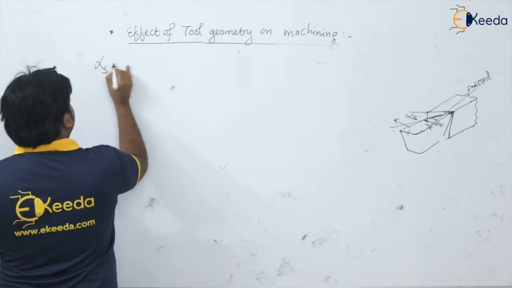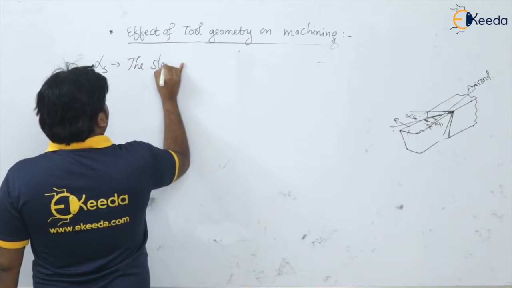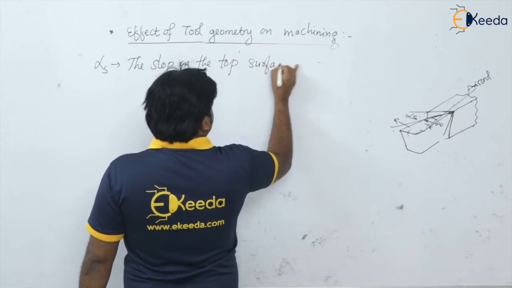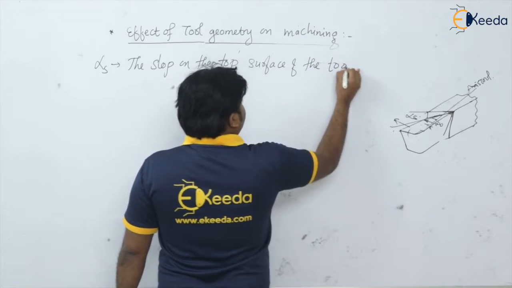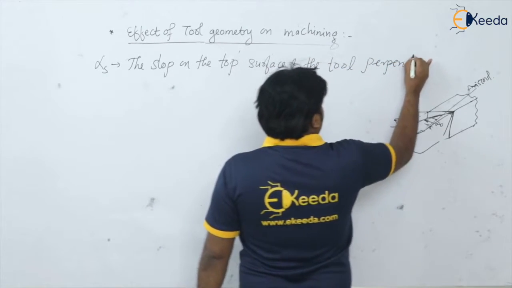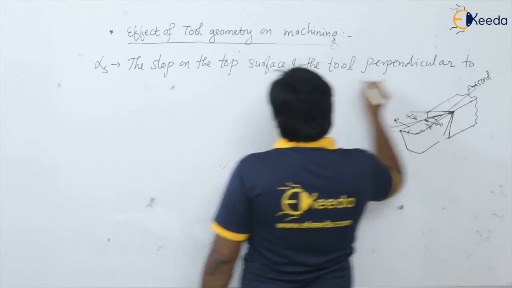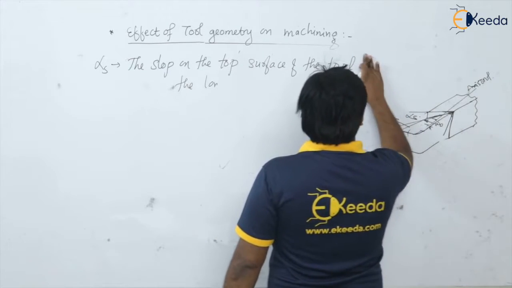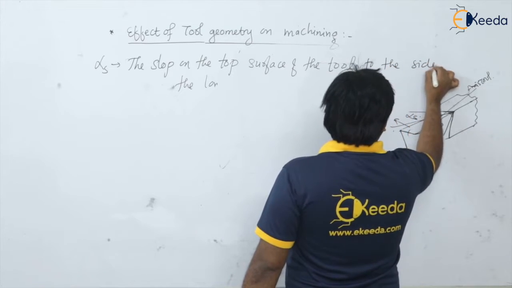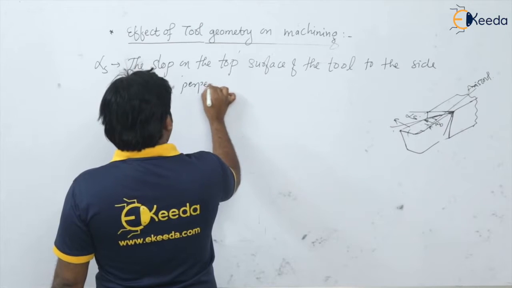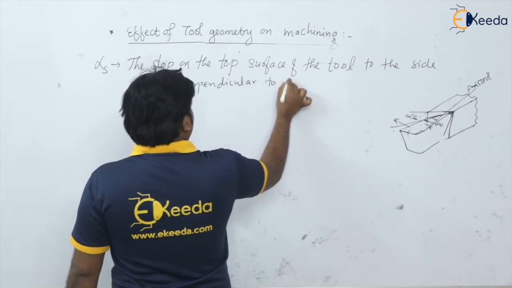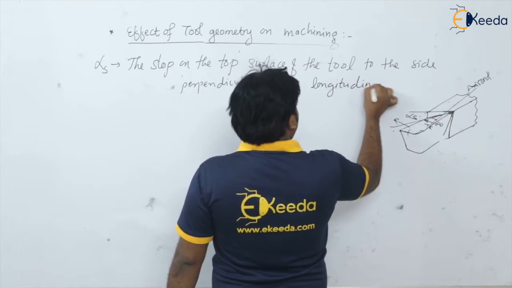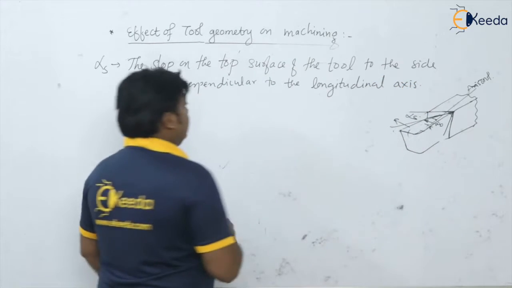Side rake angle alpha is the slope on the top surface of the tool to the side, perpendicular to the longitudinal axis. This is our side rake angle.